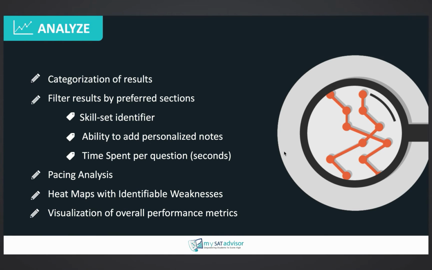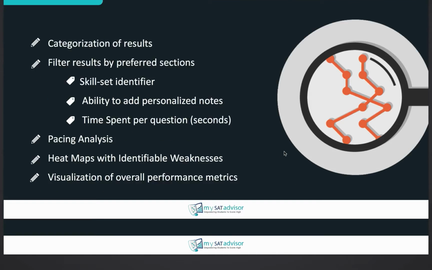In our analysis section, we will see basically how students learn what their mistakes are. So we categorize the results, as you'll see in the score report, in multiple different ways. We filter the results differently depending on what topics the student's familiar with. We have the ability to add personalized notes electronically. Obviously, with our built-in timer, we get a lot of pacing analyses, and I'll show you a variety of heat maps and overall visuals that will show the students how they're performing throughout the test.